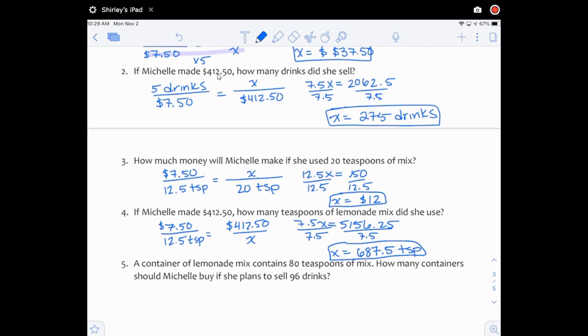Could have went about this one a different way. 412 I recognize as my number up here. So I knew from solving question number 2 that $412.50 is the same as 275 drinks. So I could have set up a different proportion comparing drinks to teaspoons. I could have done 12.5 teaspoons to 5 drinks is the same as 275 drinks to how many teaspoons, because they're all equivalent.